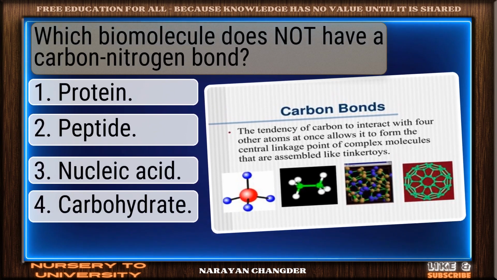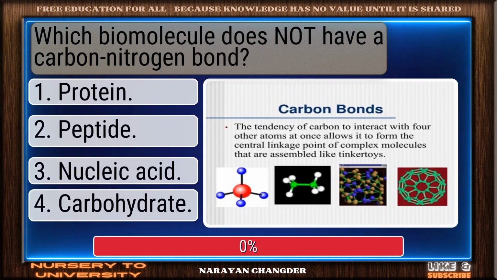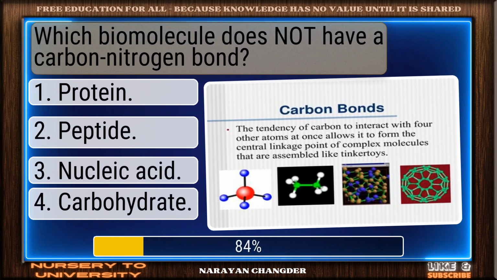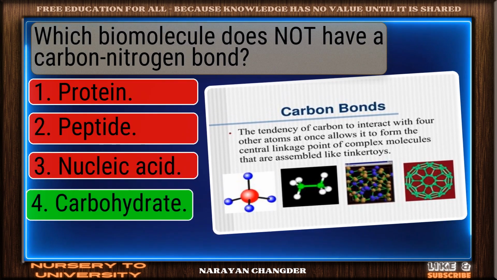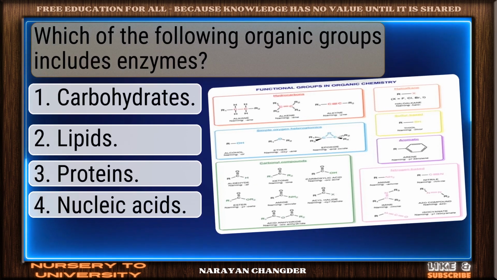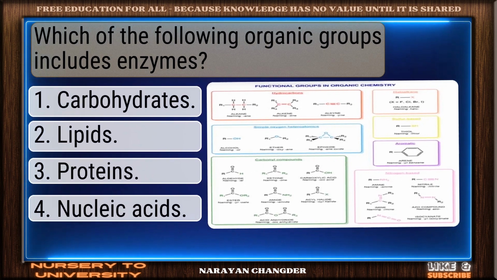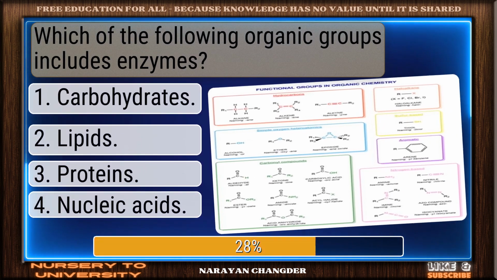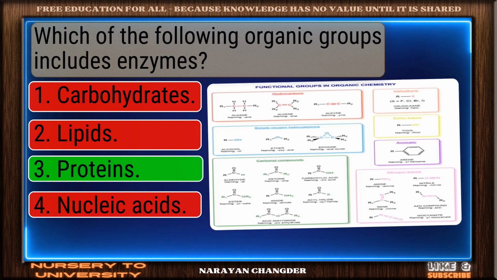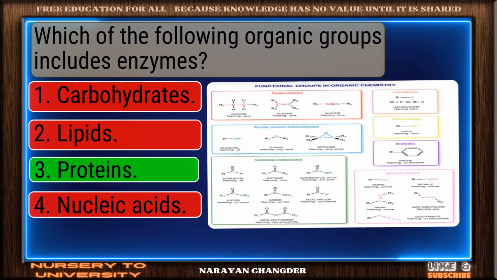Which biomolecule does not have a carbon-nitrogen bond? Bravo, carbohydrate is the answer. Which of the following organic groups includes enzymes? Clear logic. Proteins is sound.